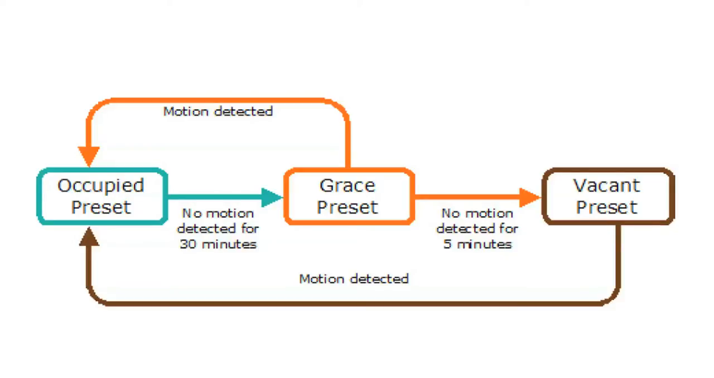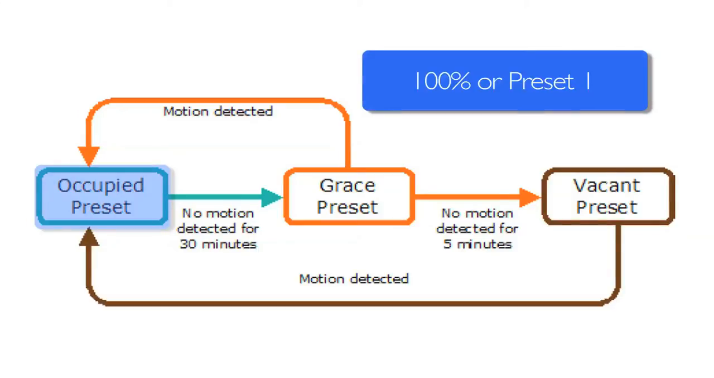This demonstration is going to show you the process of how to set up one of our sensors for motion. Let's use this diagram as the process for what we want to occur. See here we have three states. We have an on state and an off state and what we call a grace state. When we are in the on state, we want the lights to be at 100% or preset 1.